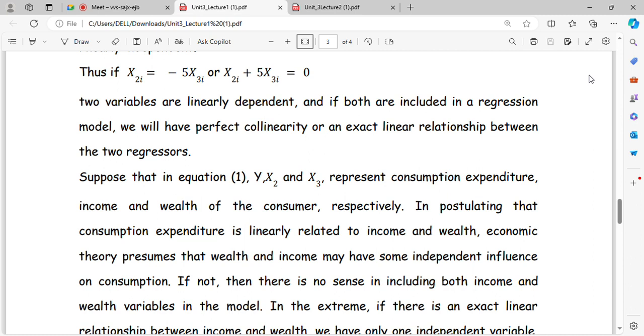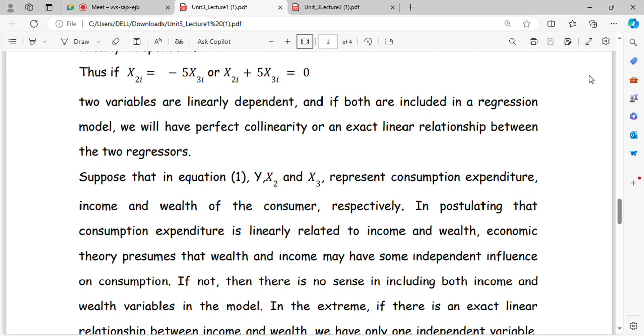respectively. In postulating that consumption expenditure is linearly related to income and wealth, economic theory presumes that wealth and income may have some independent influence on consumption. That means wealth is independently affecting our consumption and income is obviously independently affecting our consumption. That's why the theory presumes that wealth and income may have some independent influence on consumption. If not, then there is no sense in including both income and wealth variables in the model.